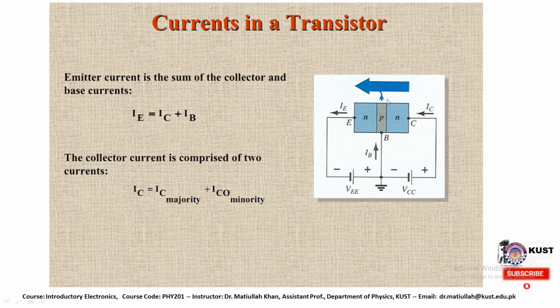If you look at this arrow here, it is very clear that this is a really big arrow. It shows that the maximum current flows through this region, while the arrow in the base representation is very small. So it seems that a small current is flowing through the base region.